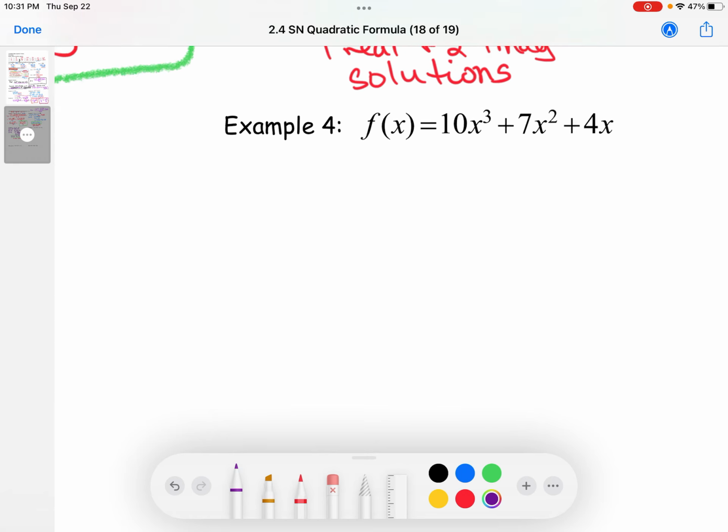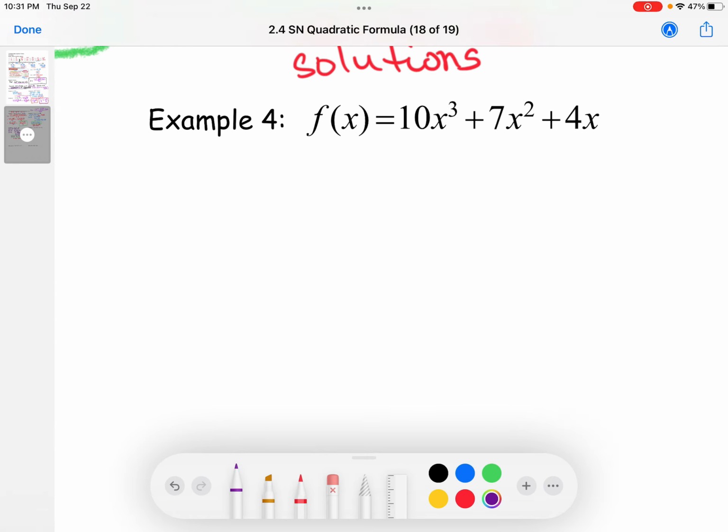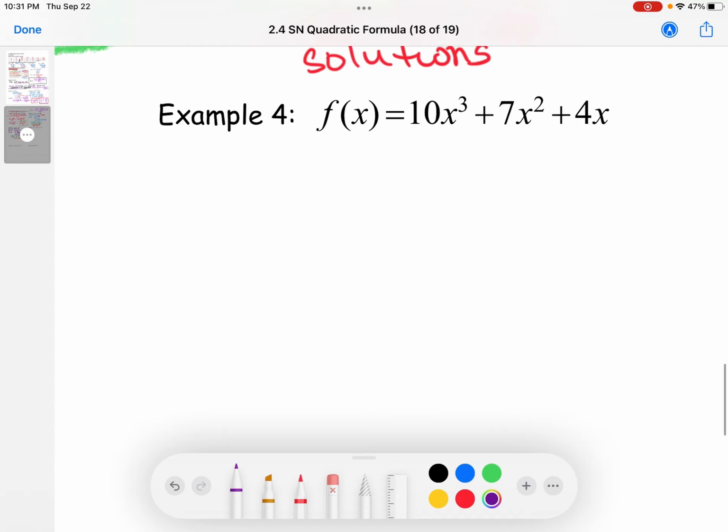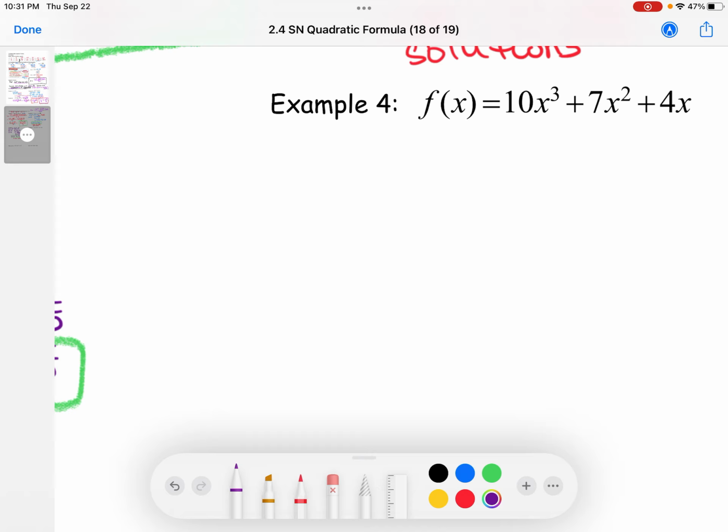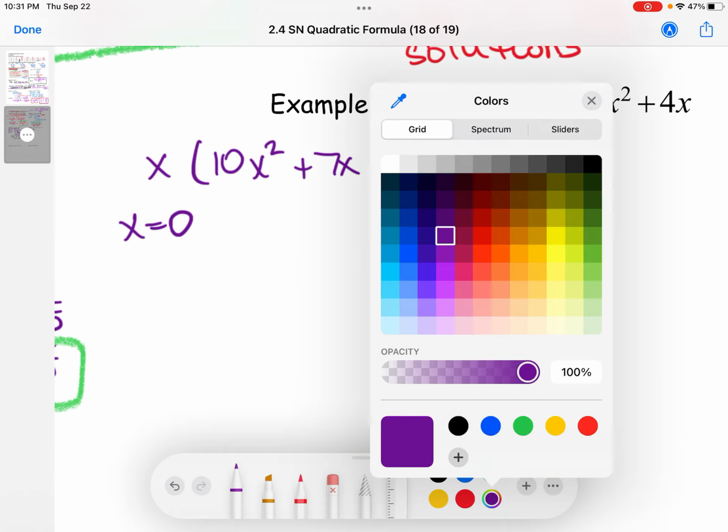So let's check out example 4. Okay, we notice we have an x in every single term. So to work with that, we're going to factor out that x. We'll have 10x squared plus 7x plus 4. And we want to solve this. So x equals 0 is going to be one of those solutions. Okay, 10x squared plus 7x plus 4.